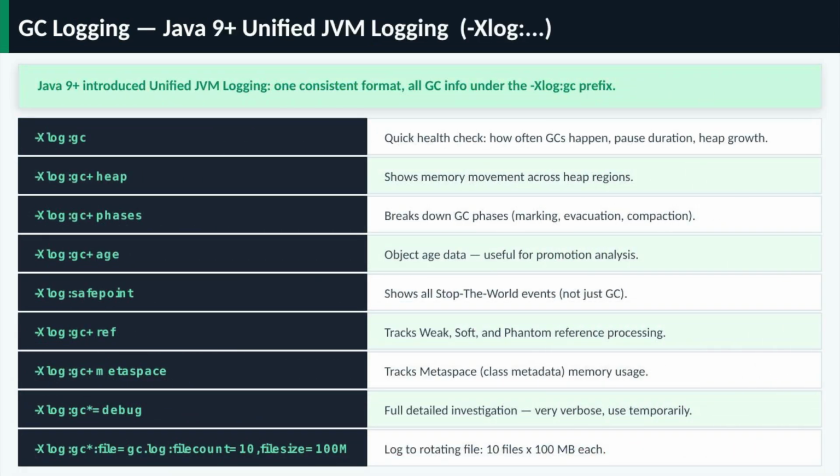From Java 9 onwards, here comes unified logging. Imagine replacing 10 remote controls with a single universal remote. Unified logging simplifies everything. Instead of dozens of logging flags, we now use a consistent -Xlog syntax. Need heap details, use gc+heap. Need GC phases, use gc+phases. Need everything, use gc*=debug. Much cleaner and easier to maintain.